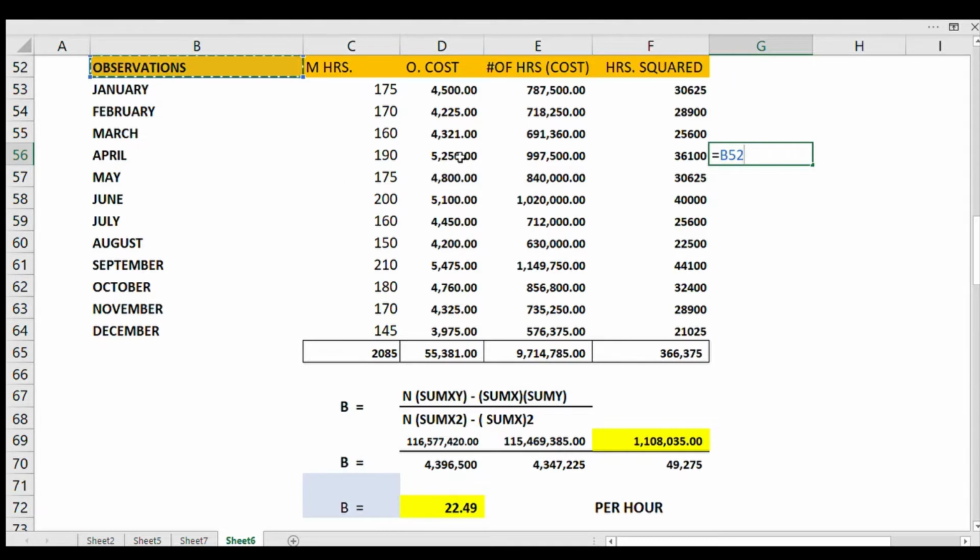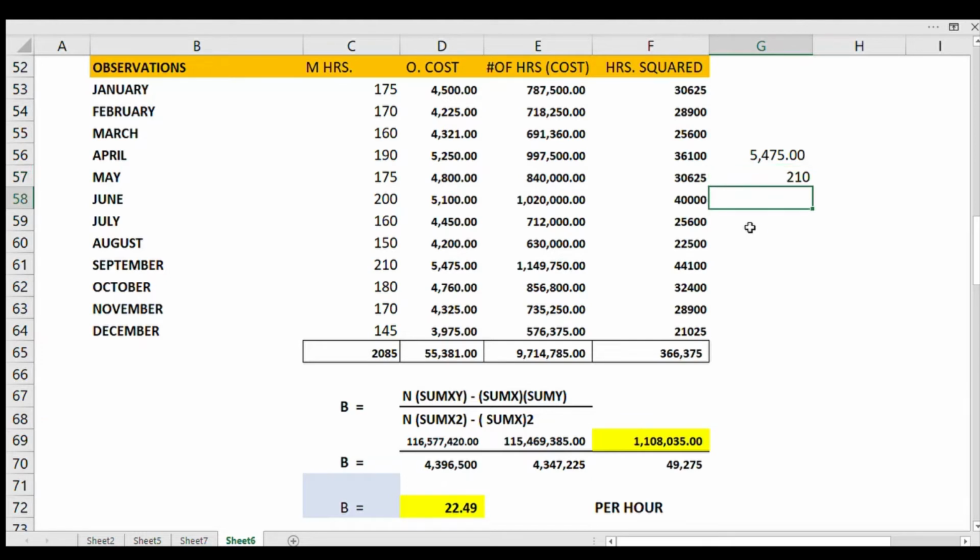But at this point, kukunin lang naman natin yung extremes, yung pinakamababa at yung pinakamataas. So, ano ang pinakamataas na cost na makikita natin dito? Ang pinakamataas ay 5,475. So, let us put it here. Yan, high-low method lang naman. So, ang corresponding na activity niya ay 210.